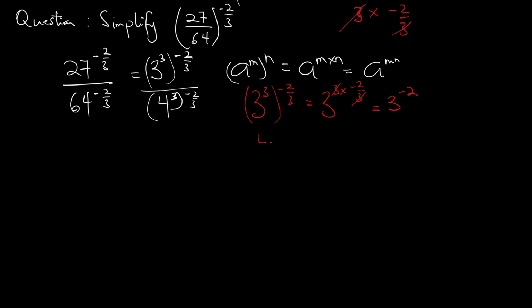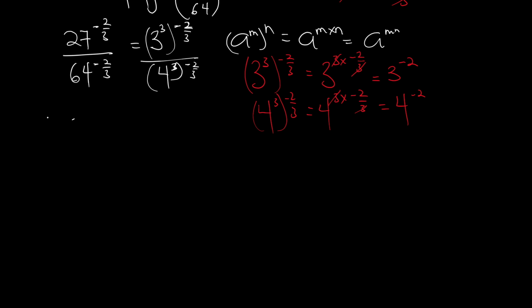Also, 4 raised to the power 3 multiplying minus 2 over 3 can be written as 4 raised to the power 3 times minus 2 over 3. And this 3 will cancel this 3, so we'll be left with 4 raised to the power minus 2. So we have 3 raised to the power minus 2 divided by 4 raised to the power minus 2.